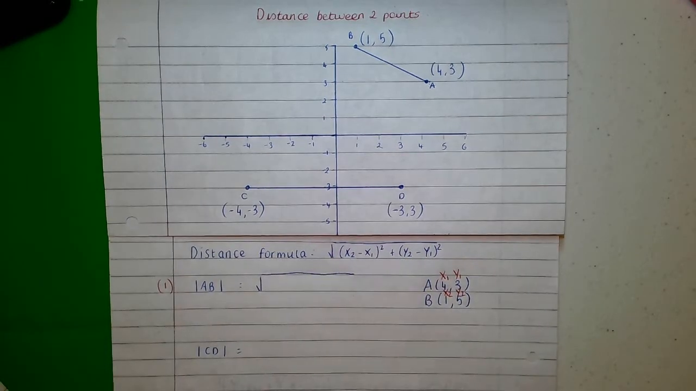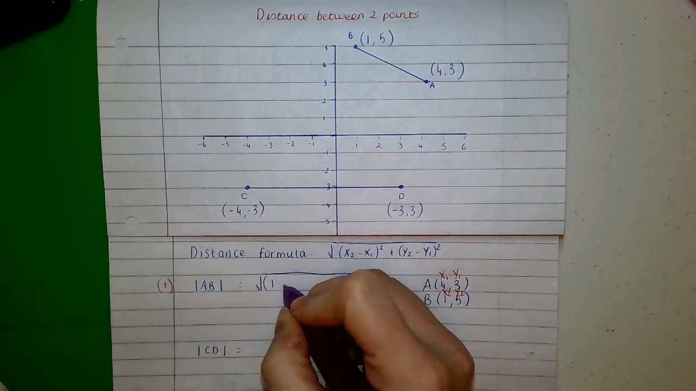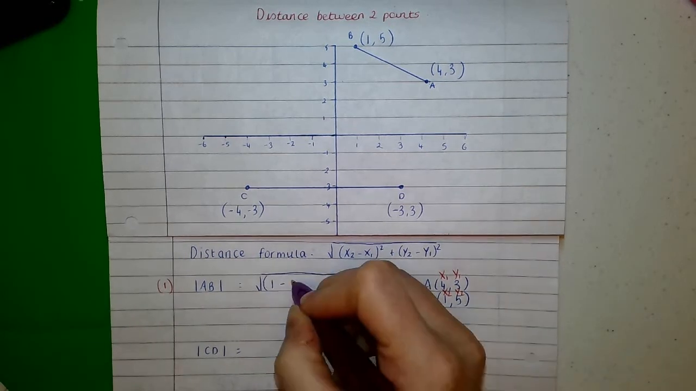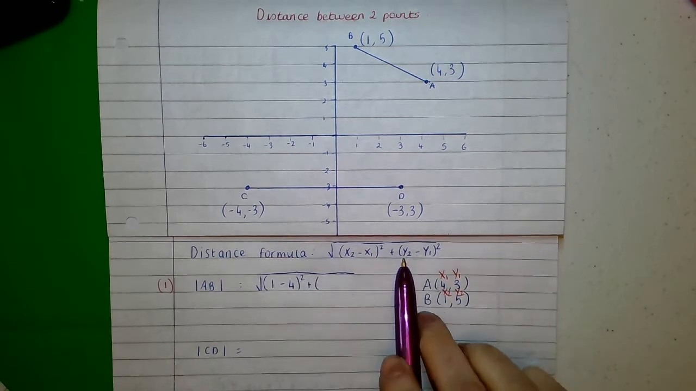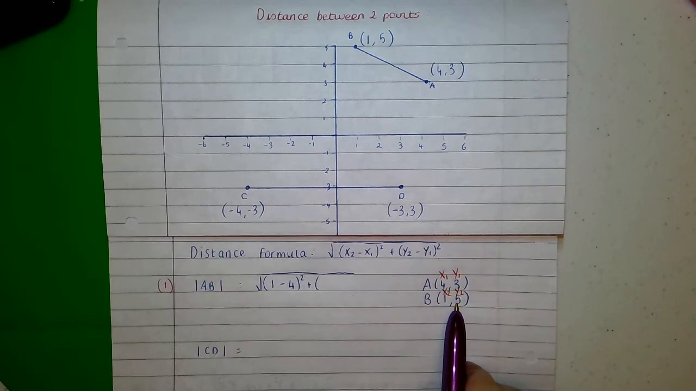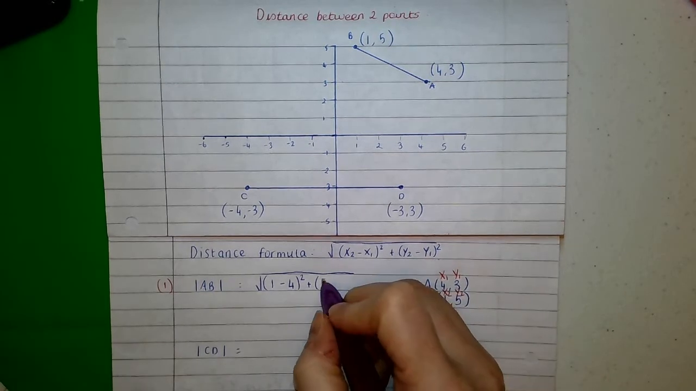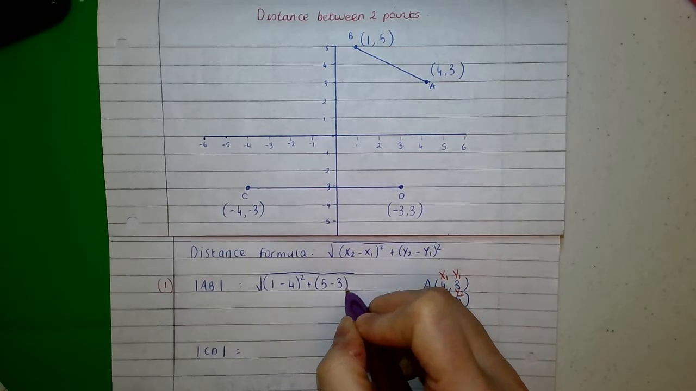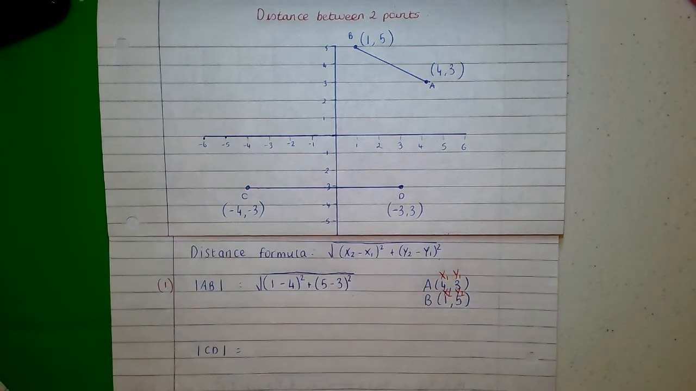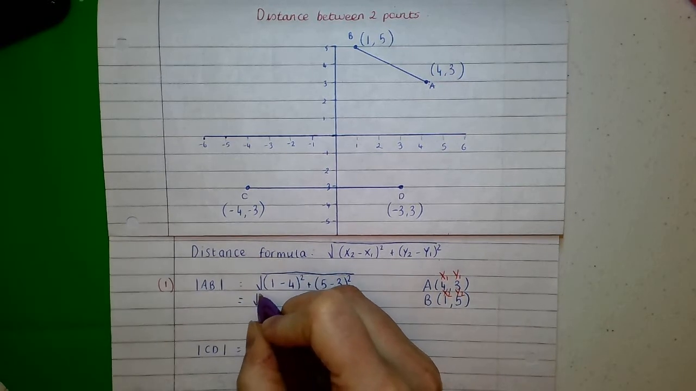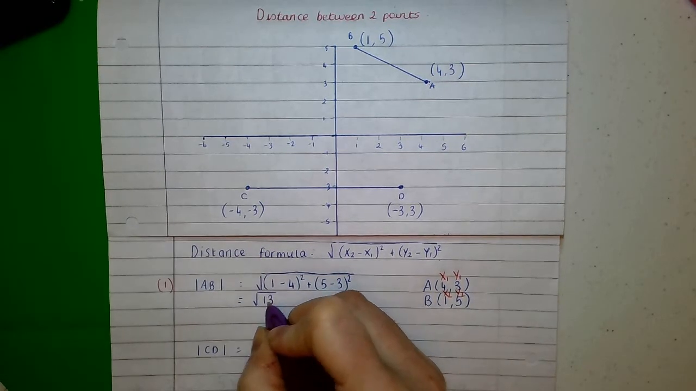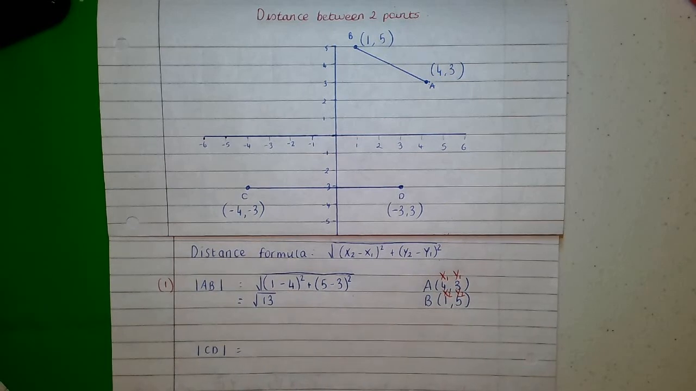So x2, as you can see, is 1 minus x1, which is 4, and that's squared, plus y2 minus y1, so y2 is 5 minus y1 is 3, and that's also squared. At this point we can put this straight into our calculator, and the answer we will get is root 13. Unless otherwise asked, you can leave it in surd form.